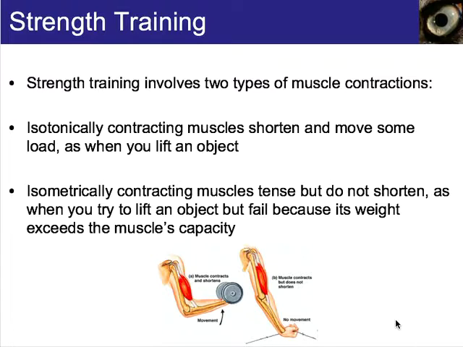Strength training involves 2 types of muscle contractions. There's something called isotonic and isometric. Isotonically contracting muscles are going to shorten and move some load, as when you lift a heavy object. So if you're lifting dumbbells, that would be isotonic. Isometric is when you're contracting your muscles, and the muscles tense but do not shorten, as when you try to lift an object but fail because the weight exceeds the muscle's capacity.